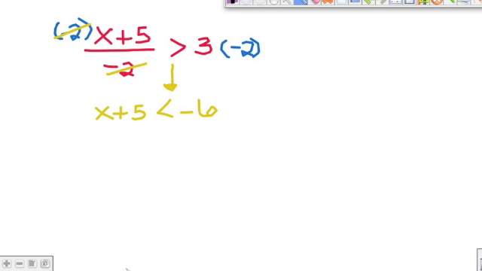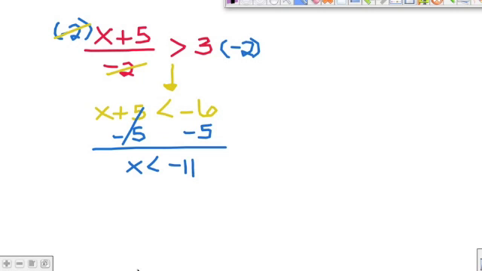Now to get the x by itself, I'm going to get rid of this positive 5 by doing the inverse. So I'm going to subtract by 5. The 5's cancel, x falls down, so does my inequality, and negative 6 minus 5 is negative 11. So this reads that x is some number smaller than negative 11.